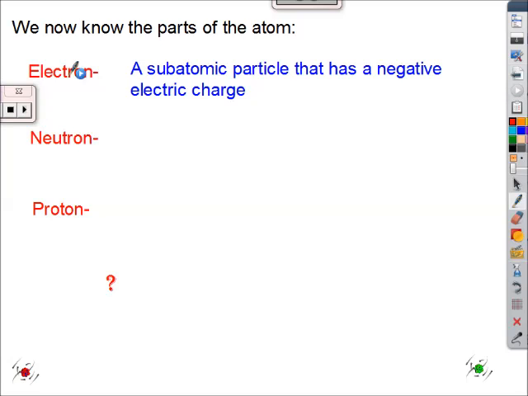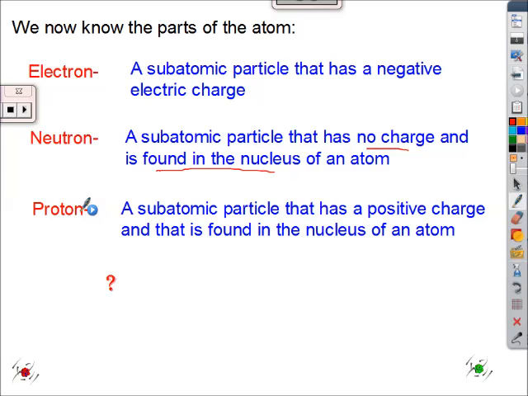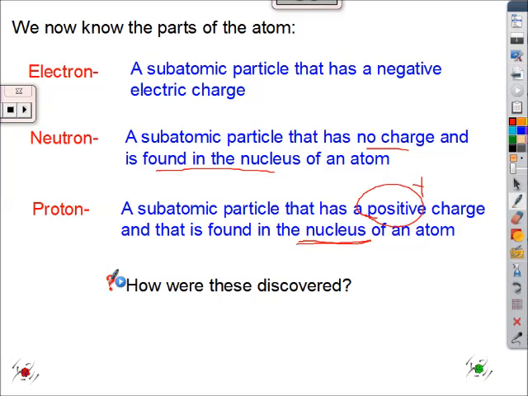Now, today we know certain parts of the atom. We know there's an electron, a subatomic particle that has a negative electric charge. We know a neutron has no charge and is found in the nucleus. Okay? And we know a proton is something that has a positive charge, written like this, positive. It's also found in the nucleus. Okay? So we know that now. But the question is, how were these discovered? How do we know that? Atoms are very, very tiny. We can't see them.